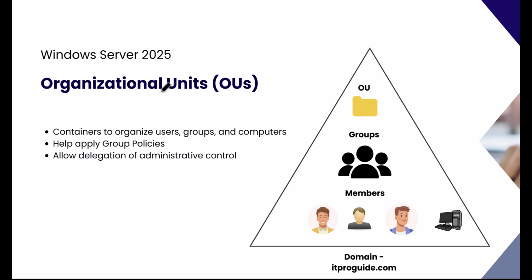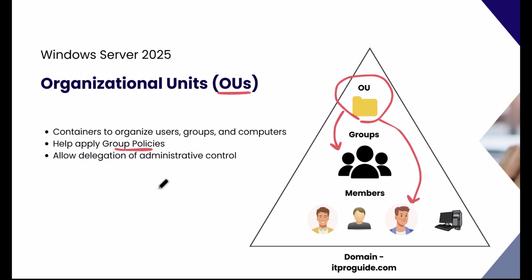Then organizational units. OUs are like folders inside Active Directory. You can use them to organize your directory by department, location, or function. But other than that, this is also important when you work with group policies, because group policies are applied at the OU level. A simple example is if you want to restrict USB access, you can apply a group policy at the OU level, and this will help you restrict the USB access.